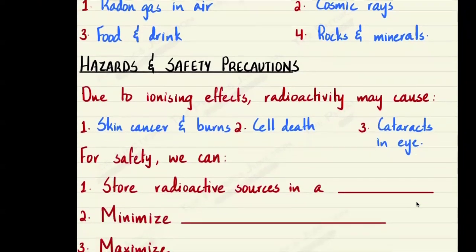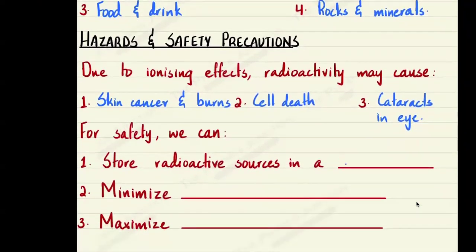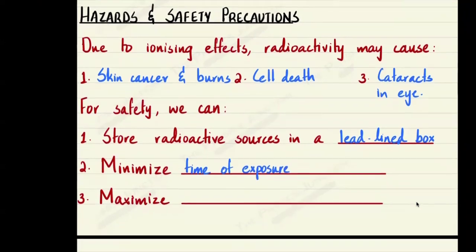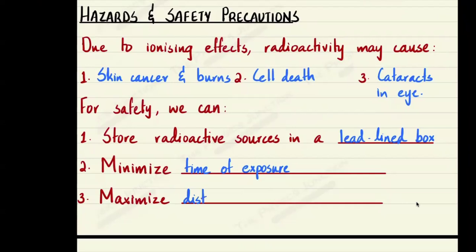So for safety, what can we do? We store radioactive sources in what is called a lead-lined box. Because lead is something which can block even gamma to a great extent, it would also block the other sources such as beta and alpha. You should also aim to minimize the time of exposure to these radioactive sources, and you should also aim to maximize the distance from the source by using, for example, tongs or forceps for handling.